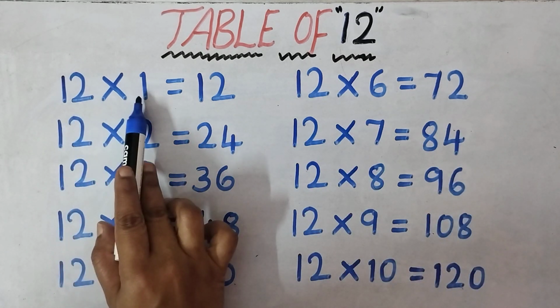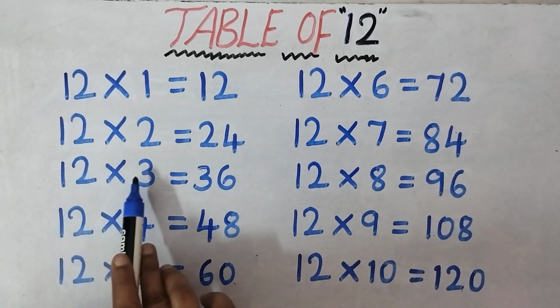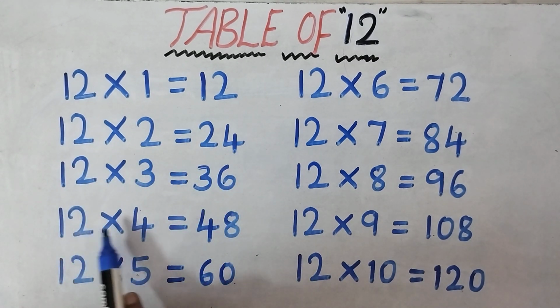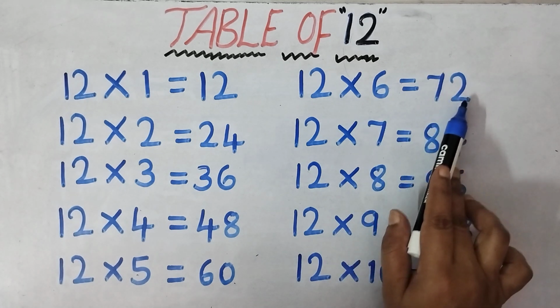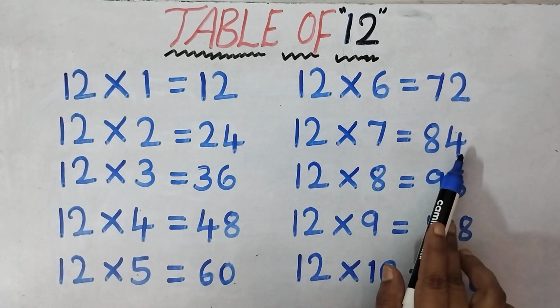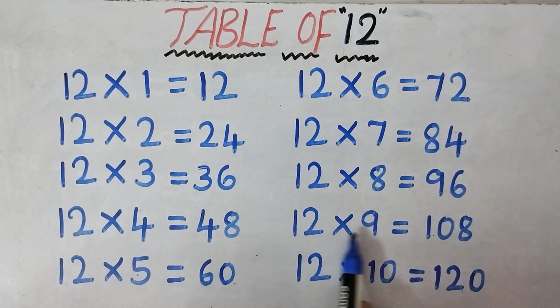Okay. 12 ones are 12. 12 twos are 24. 12 threes are 36. 12 fours are 48. 12 fives are 60. 12 sixes are 72. 12 sevens are 84. 12 eights are 96. 12 nines are 108. 12 tens are 120.